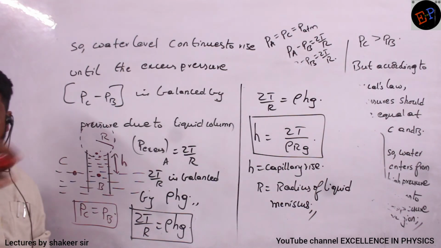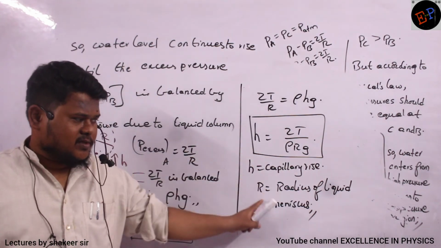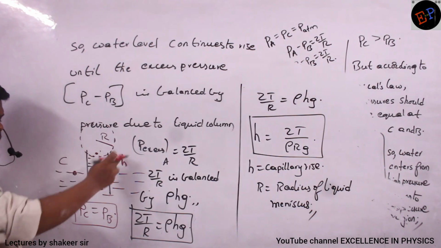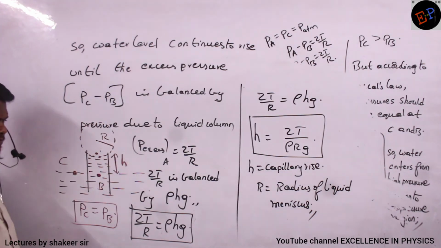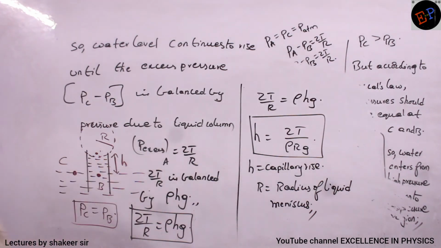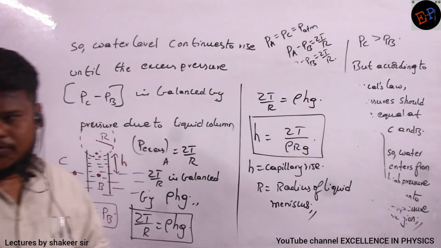2T by R means radius of the liquid meniscus only, no? Capital R means radius of the liquid meniscus. It means this shape of the liquid, if you complete it in the form of a sphere, then that radius of the sphere is called capital R. Fine. Same formula I can write in terms of radius of the capillary also. Okay.